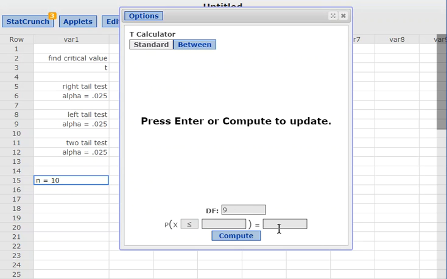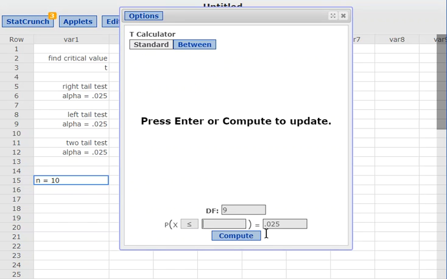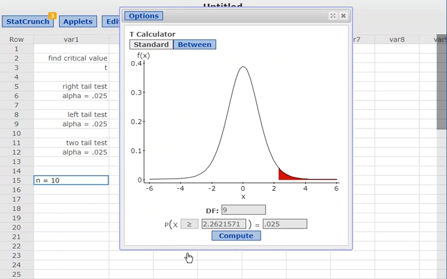And for 0.025, my alpha, I'm going to compute it, and my left tail for degrees of freedom 9 is a negative 2.26. Going to clear this off again, and this time I'm going to calculate the right tail, and notice that I get the same thing but a positive 2.26.